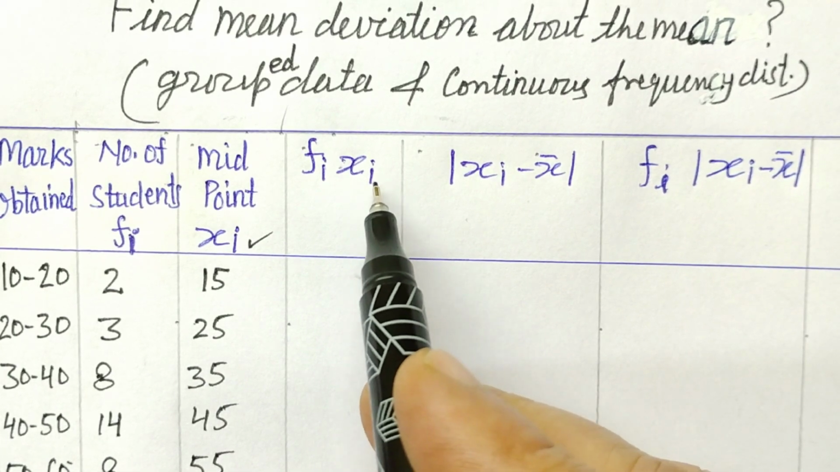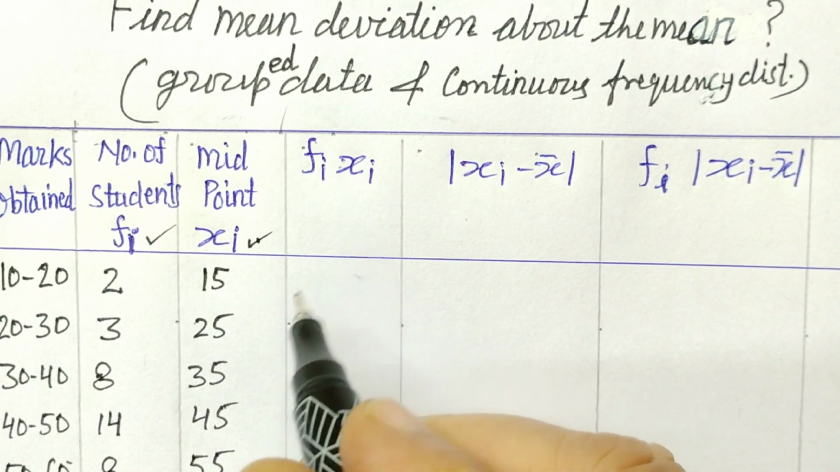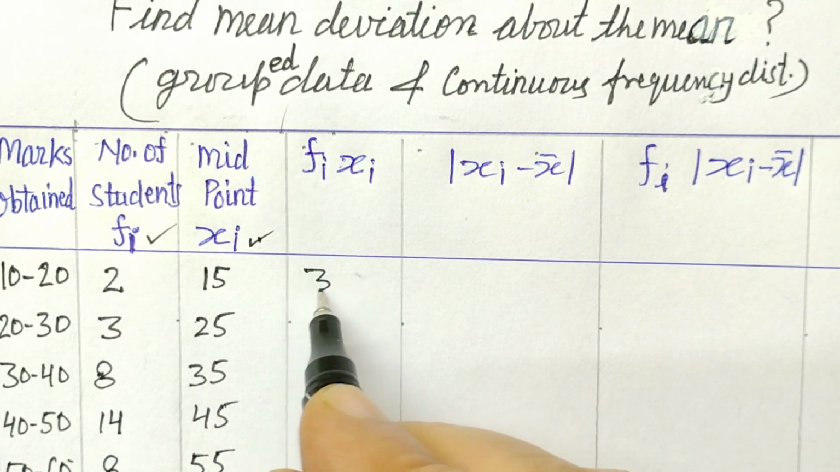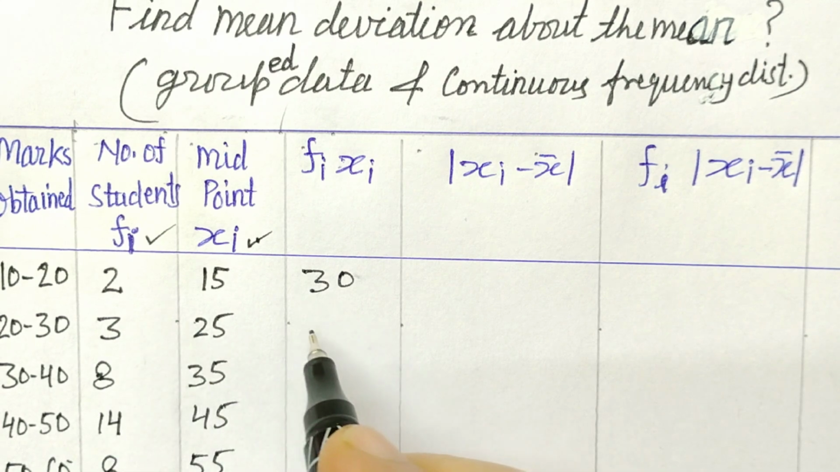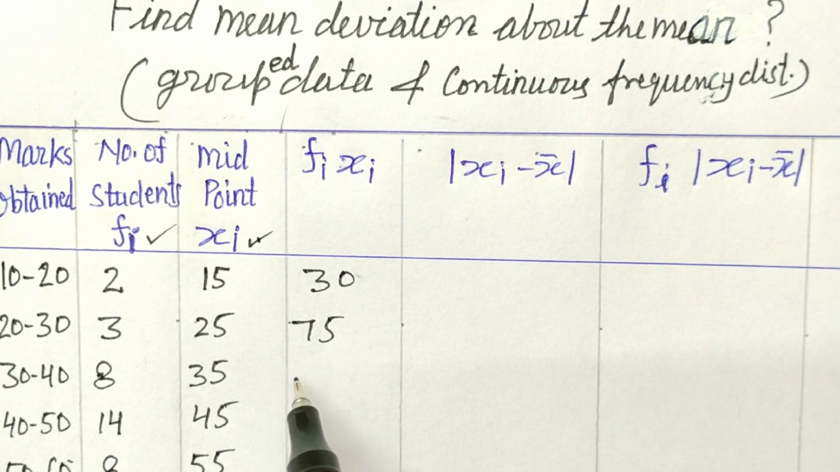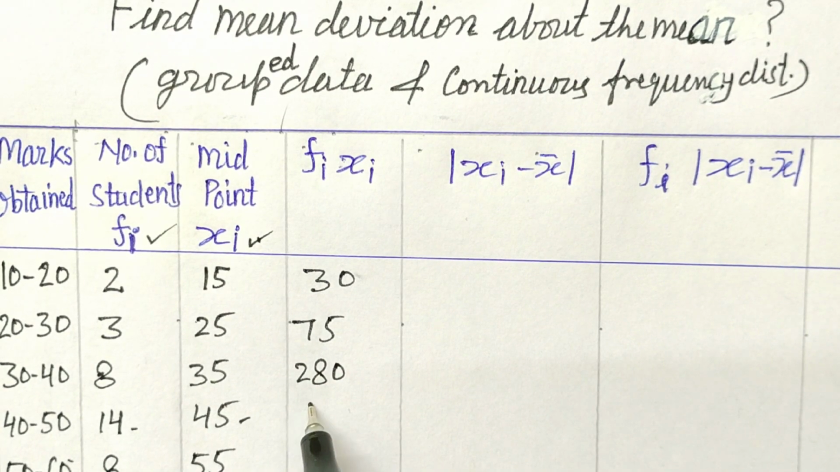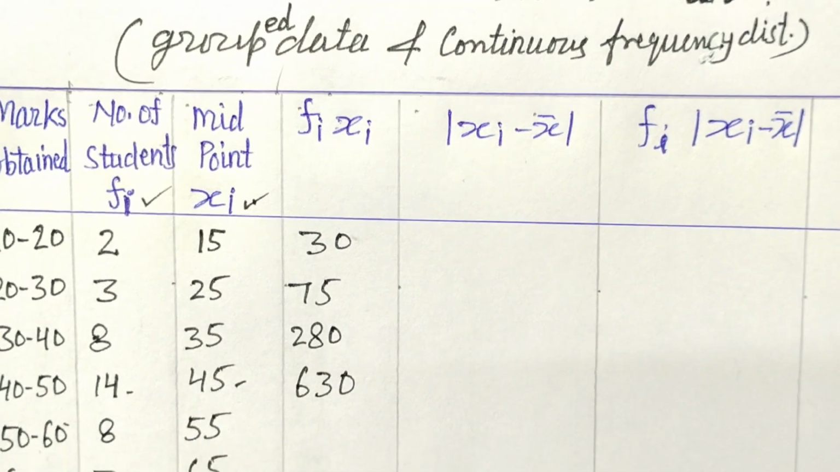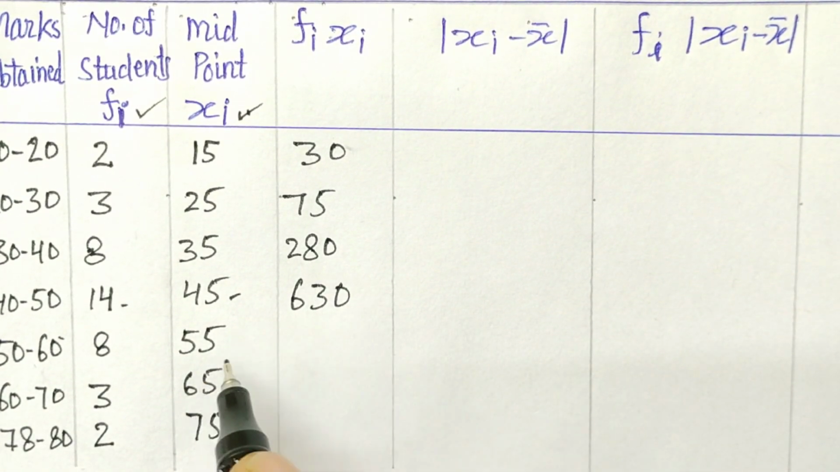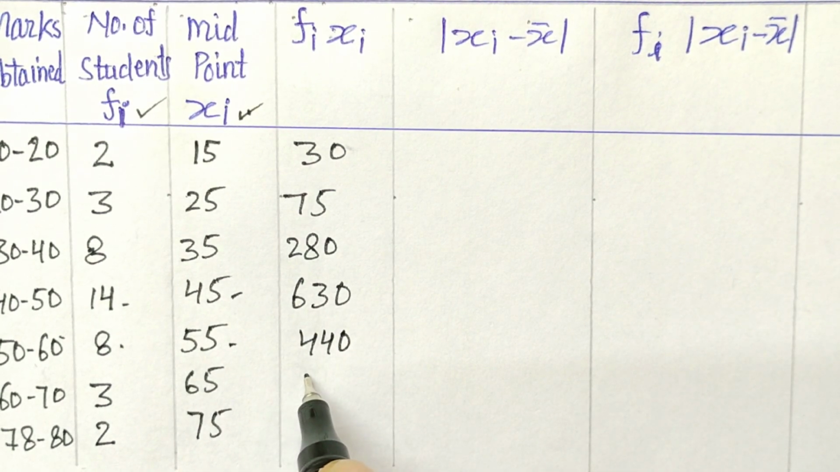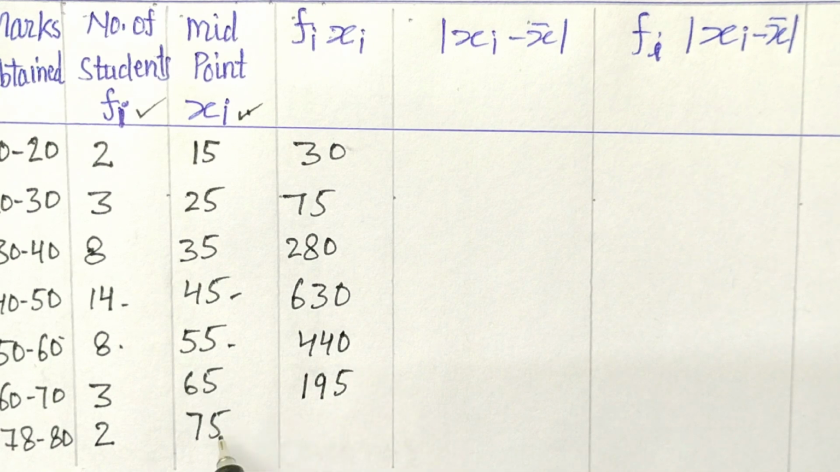Now Fi into Xi, this into this, right? So this will be 2 into 15, 30, and 25 into 3, 75. In the same way 280, this into this 630, this into this 440, and 195, this into this 150, right?